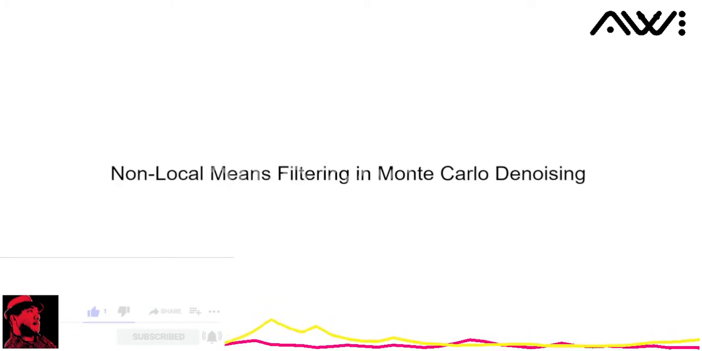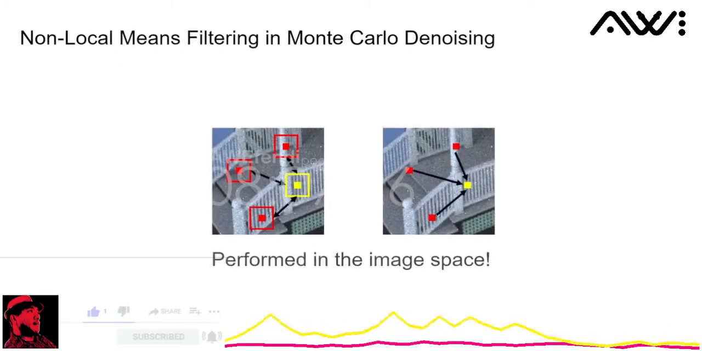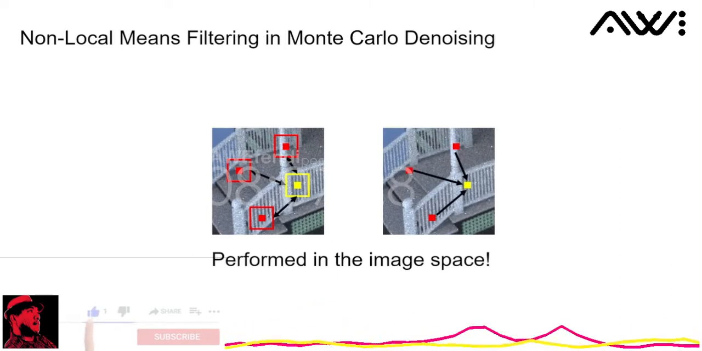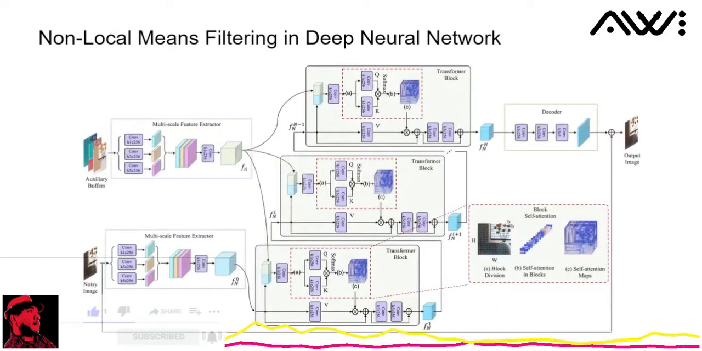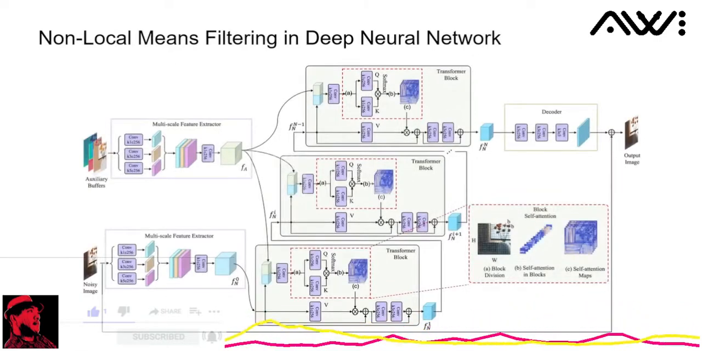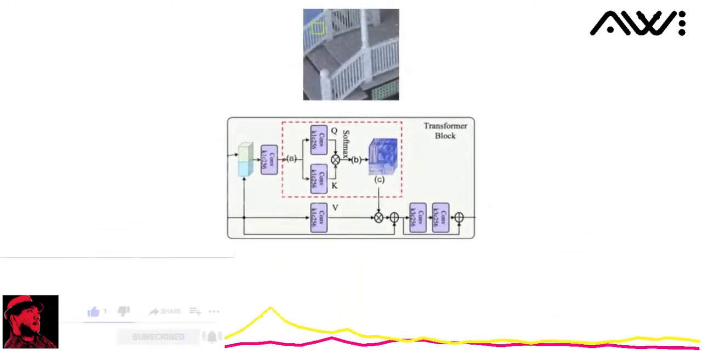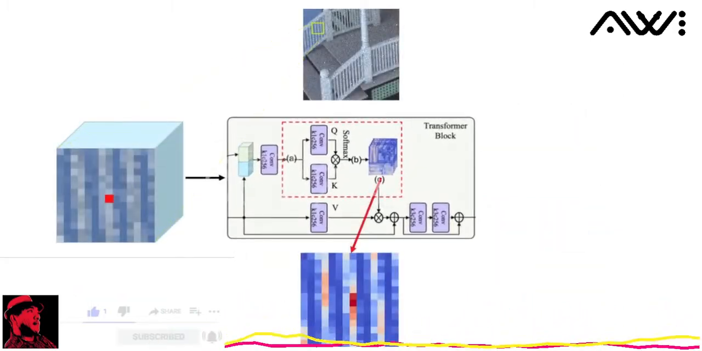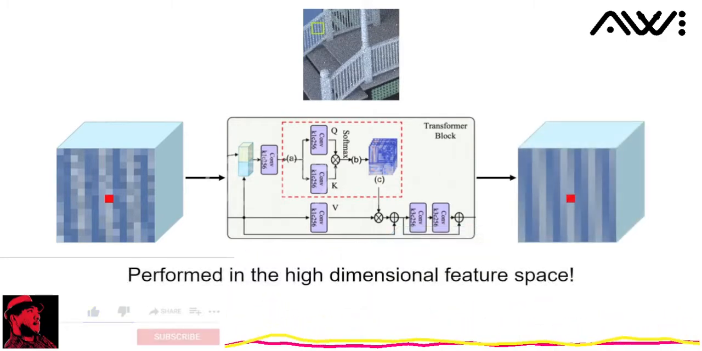The local means filtering has been successfully applied to Monte Carlo denoising. However, applying it in the image space limits capabilities. We propose a transformer-based network with self-attention mechanism, which performs non-local means filtering in a high-dimensional feature space. Specifically, each position on the feature map will get non-local information from other positions within a feature patch, guided by the learned self-attention map.